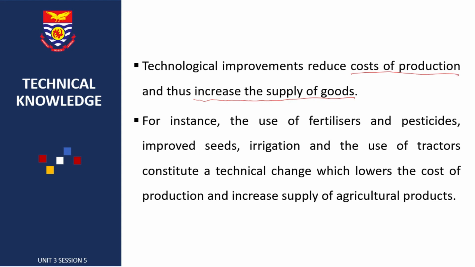and thus increase the supply of goods. For instance, the use of fertilizers and pesticides, improved seed, irrigation, and the use of machinery constitute a technological change which lowers the cost of production and increases supply of agricultural products. That is technological knowledge. Let's talk about government policies.